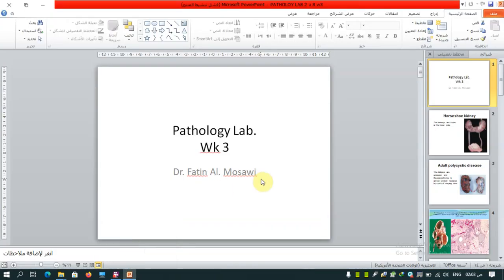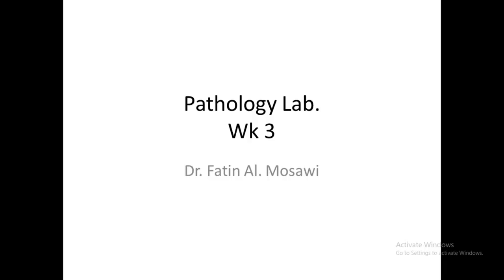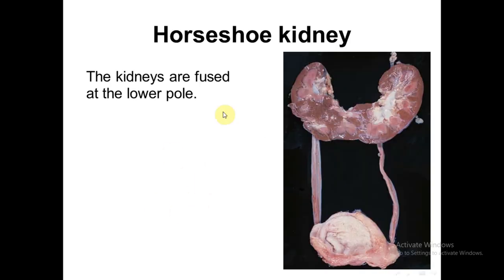We now discuss the practical part of the diseases of the kidney, including the congenital diseases, the cystic diseases of the kidney, renal stones, renal tumors, and the tumors of the urinary bladder. First, this is a horseshoe kidney. The two kidneys, right and left, are fused at the lower lobe, and as we mentioned, this congenital anomaly is associated with increased risk for infection.